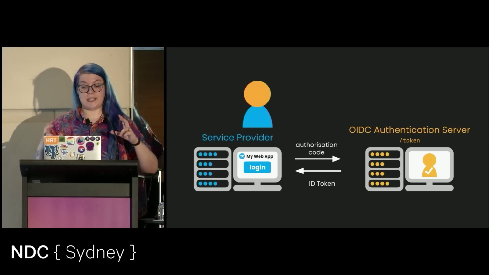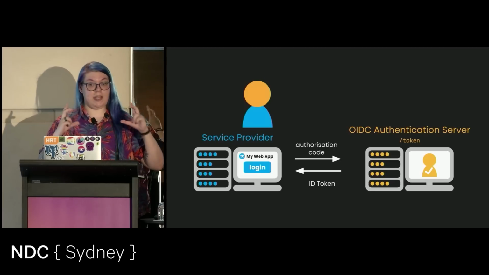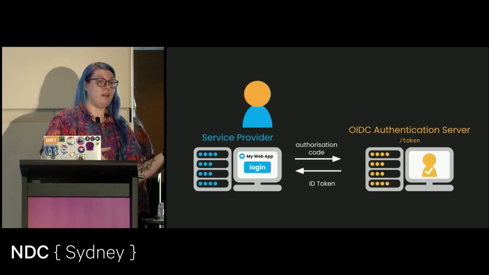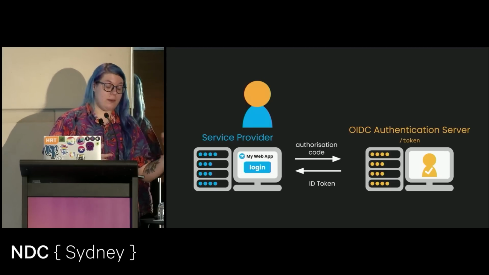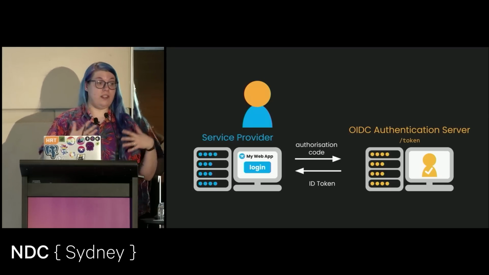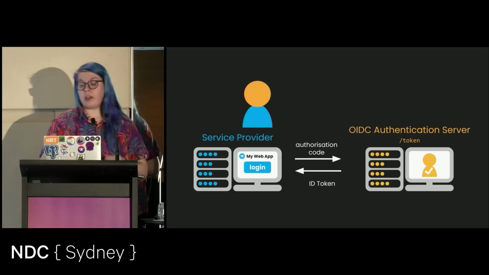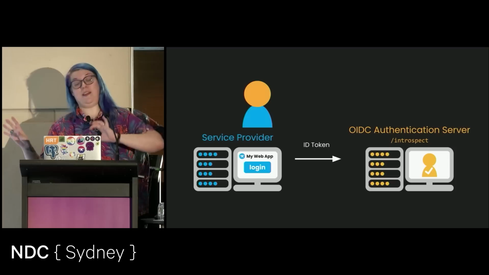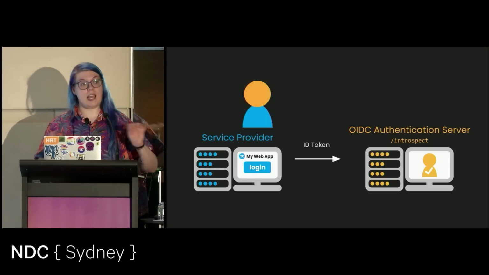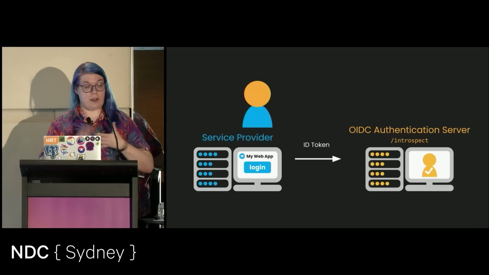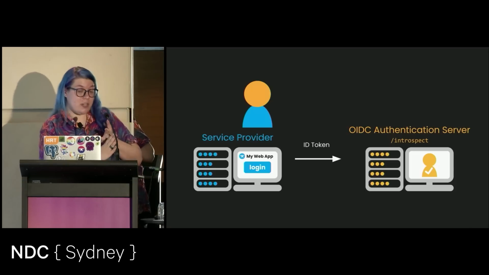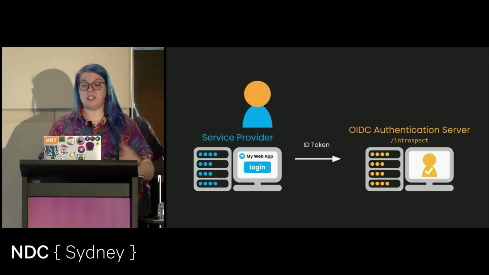That token says, this person authenticated with me at this time using this method. And that may be enough for the service provider to be confident logging you in. This can be the end of the login flow. But there's an optional step where the service provider can take that ID token and go to the introspection endpoint on the authentication server and say, hey, I have this token. Can you verify that this is real for me? And maybe I can have some more information about this person, something like an email address.